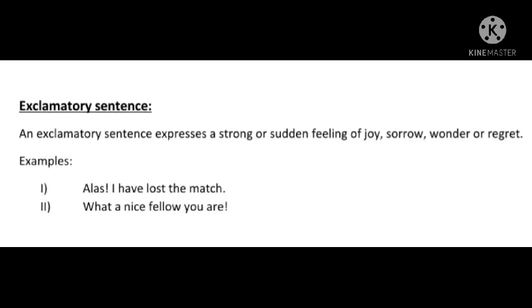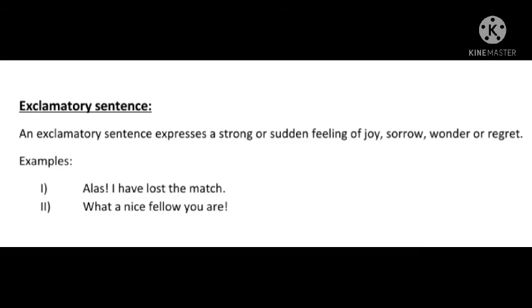Now let's see what's an exclamatory sentence. An exclamatory sentence expresses a strong or sudden feeling of joy, sorrow, wonder, or regret. We are not already prepared for it. We just blurt it out. Just we hear a news, just we see a sight, and we just speak it out. For examples, alas, I have lost the match. What a nice fellow you are.